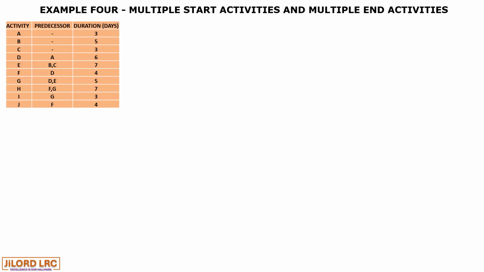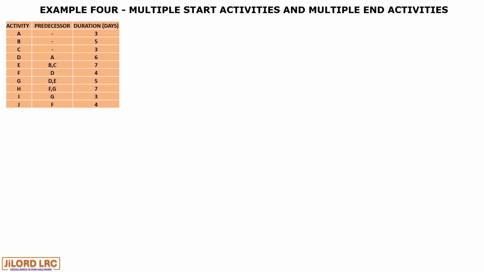Now let's look at another example, example 4, which has multiple start activities and multiple end activities. We are again presented with this information to enable us to draw our network diagram. We shall proceed to sketch the diagram. Once we are comfortable, we would present it formally in our precedence network diagram.